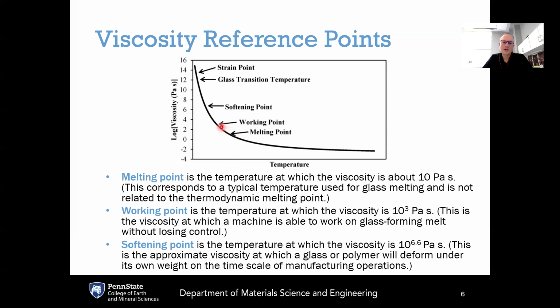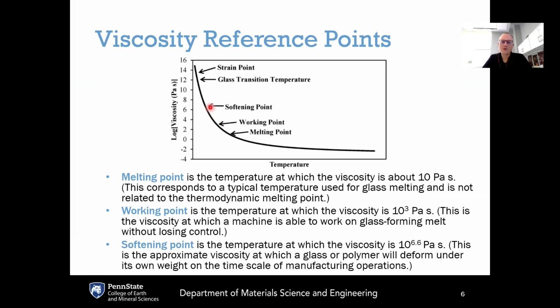And the next reference point that we define is called the working point. The working point is the temperature at which the viscosity is 10^3 Pascal seconds. So this is the viscosity at which a machine is able to work on the glass forming melt without losing control. Now, below the working point, if we continue to cool the system, the viscosity continues to increase by orders of magnitude.